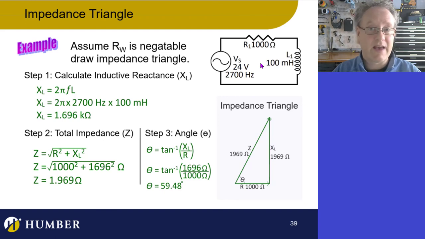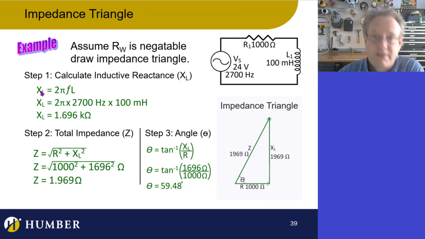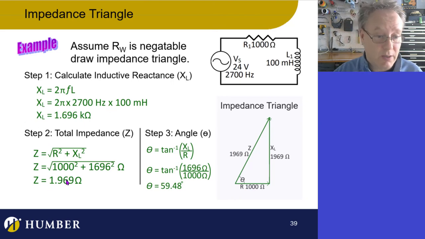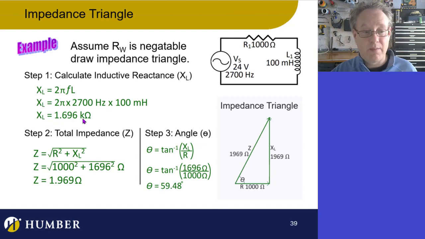If the resistor is 1,000 ohms, which is pretty big, then my impedance triangle is going to have a different angle, and my impedance value is going to be larger as well. So there are three steps. Step one, I calculate my inductive reactance. I throw in the formula here, and then I calculate my total impedance, and you can see the total impedance in this case is much greater than my inductive reactance. And by the way, that period should be gone. I just noticed it now, so I'm going to change that. That should just be 1969, which is actually 1.969 kilohertz. I'm throwing these in so you get used to using your metric prefixes.